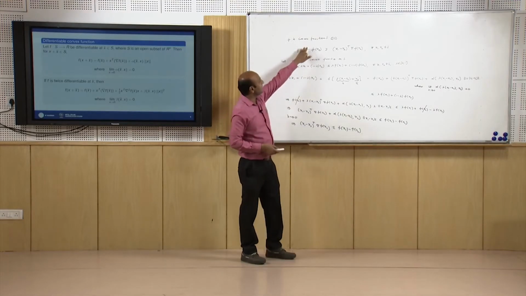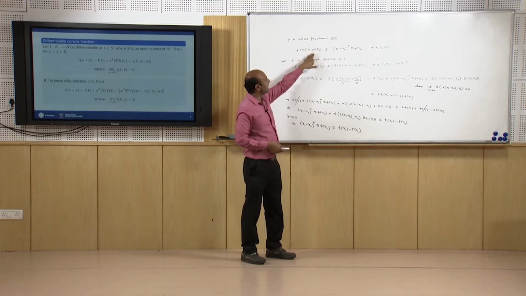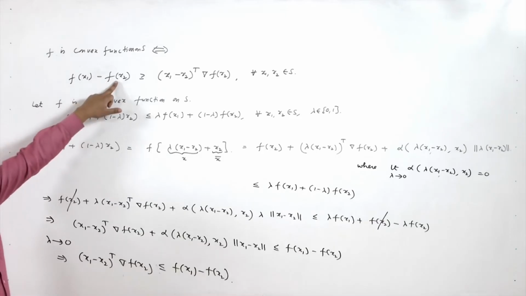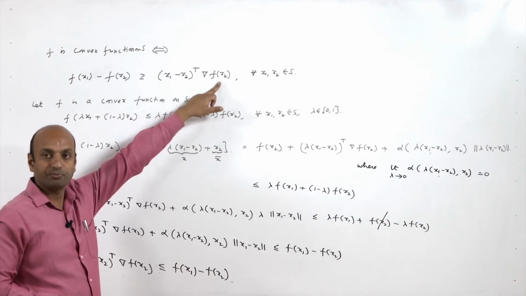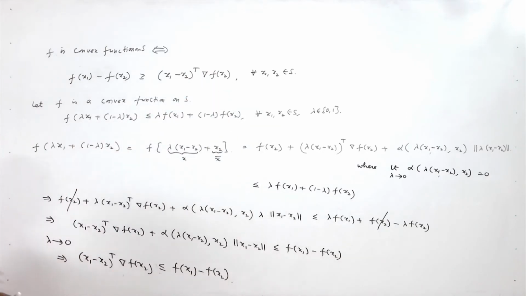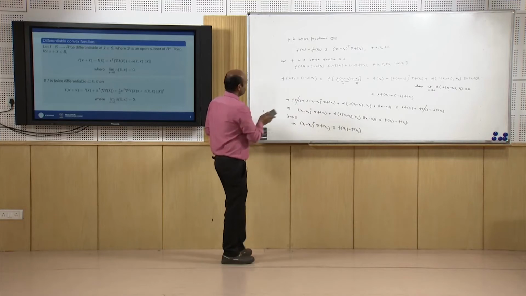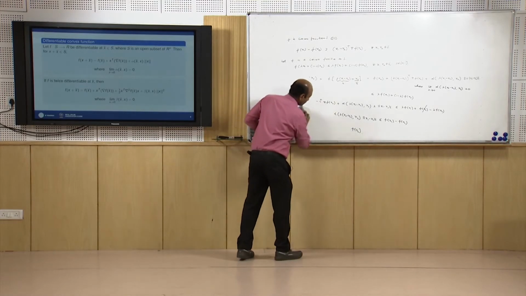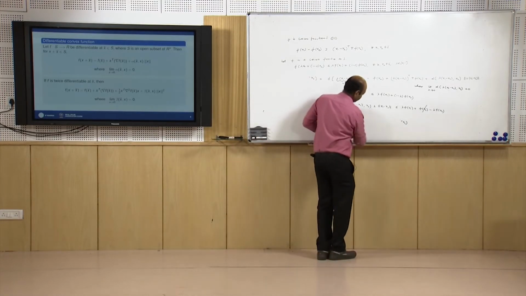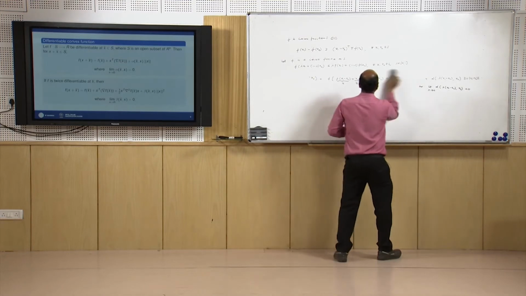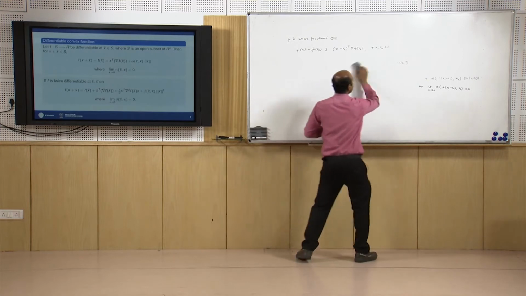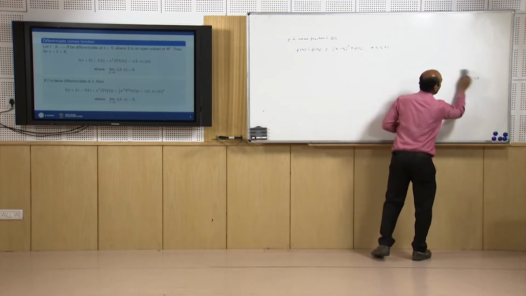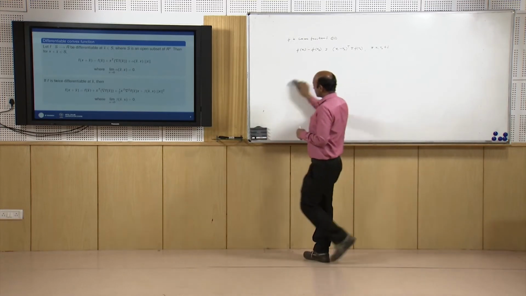So we have taken that f is a convex function, and we have obtained that f(x1) minus f(x2) is greater than or equal to (x1 minus x2) transpose gradient f(x2). Okay. Now we will try to show the converse part. In the converse part, we will suppose that this condition holds and try to obtain that the function is a convex function.